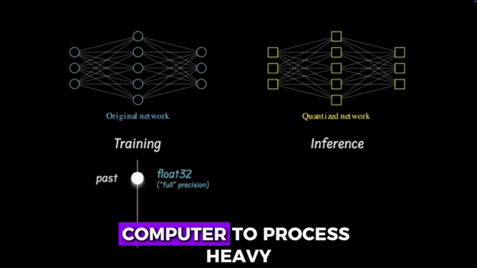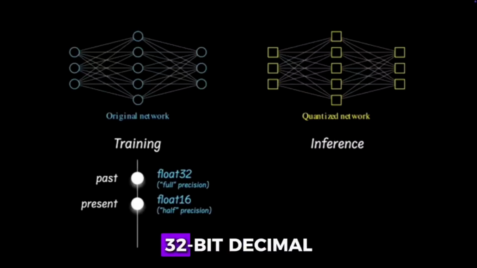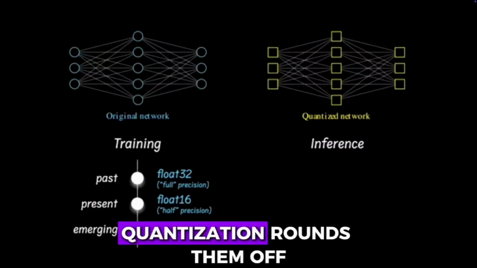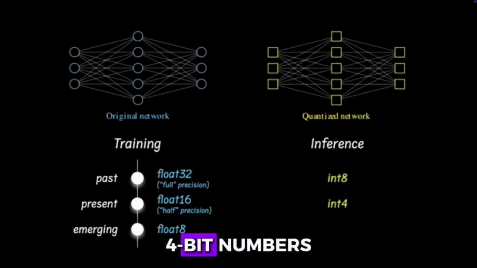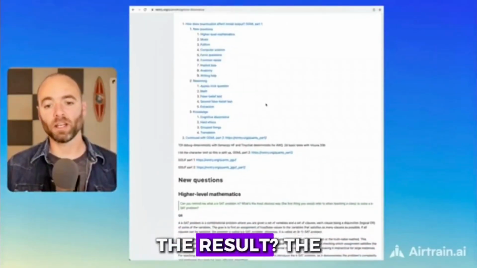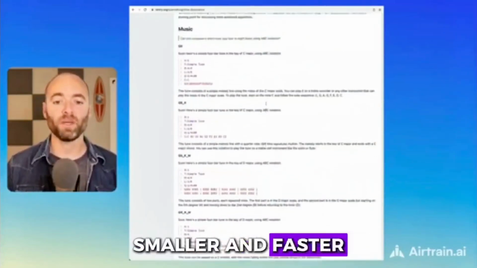Instead of forcing the computer to process heavy, precise 16-bit or 32-bit decimal numbers, quantization rounds them off into small, neat 8-bit or 4-bit numbers. The result? The entire model instantly becomes way smaller and faster.